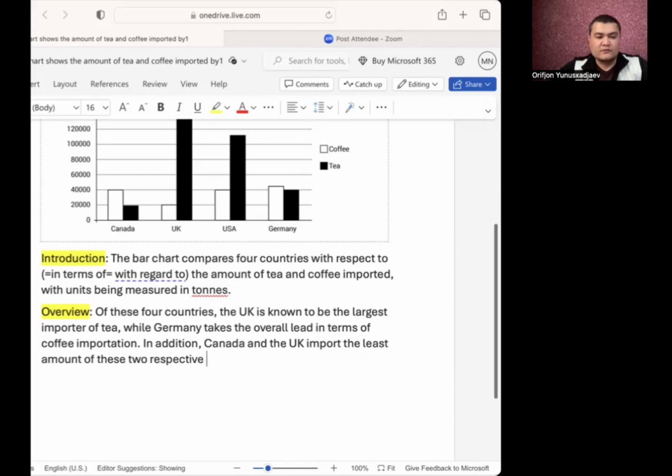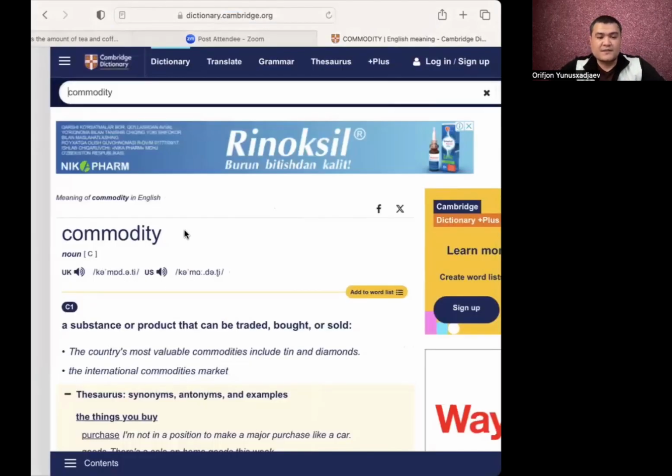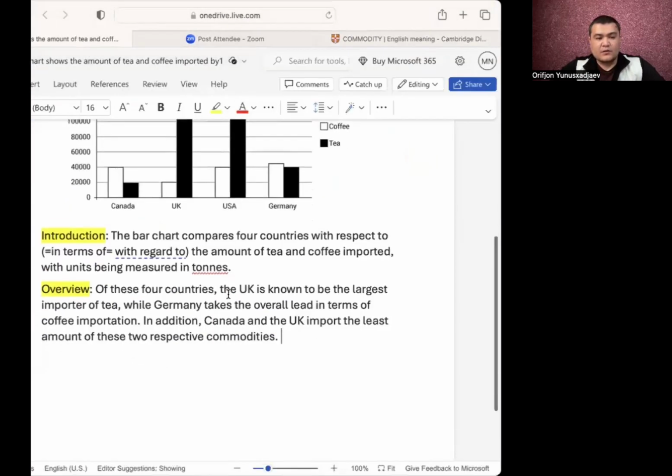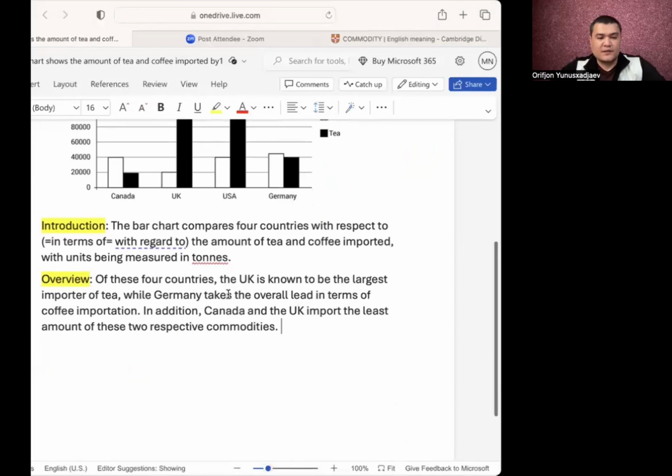So we can write goods, and there is a better word, commodities. So it's a C1 level word, a substance or product that can be traded, bought, or sold. All right, that's it. So of these four countries, the UK is known to be the largest importer of tea, while Germany takes the overall lead in terms of coffee importation. In addition, Canada and the UK import the least amount of these two respective commodities. All right, our overview is ready.